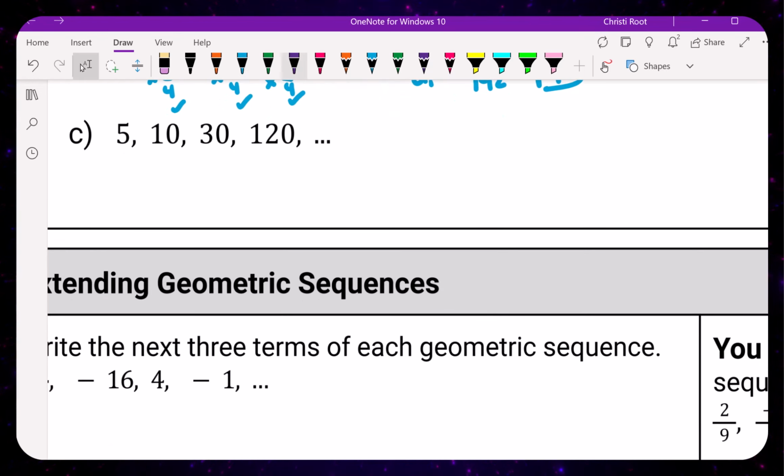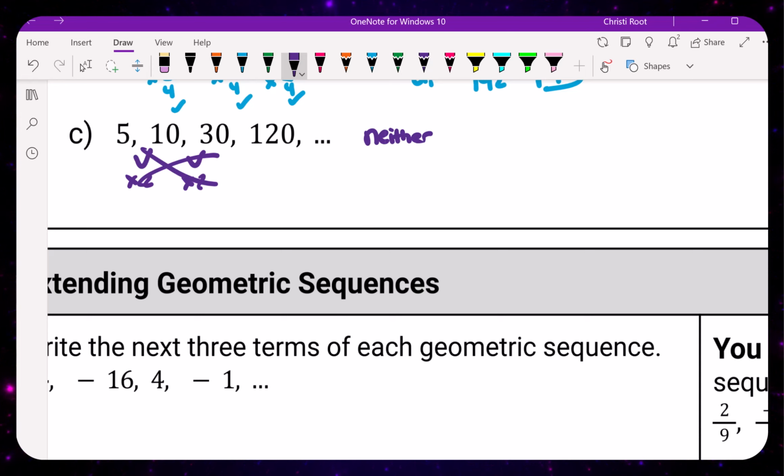Okay, last section, I have 5, 10, 30. So it looks like I could be either adding 5 or multiplying by 2. But this does not continue. So if I add 5 here, no. That doesn't work here. If I multiply by 2, no, because that should be 20. So this isn't going to work. It's definitely going to be neither because it doesn't have a common difference or a common ratio.